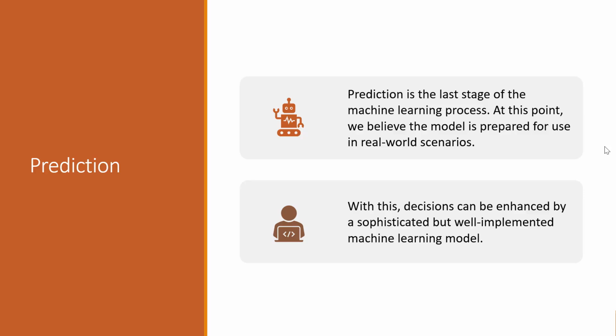This phase demonstrates why machine learning plays a significant role in many businesses. With this, decisions can be enhanced by sophisticated, well implemented machine learning models. Humans can only process a limited amount of information and relevant consideration before making a choice. However, the machine learning models have the capability to analyze and link massive volumes of data.